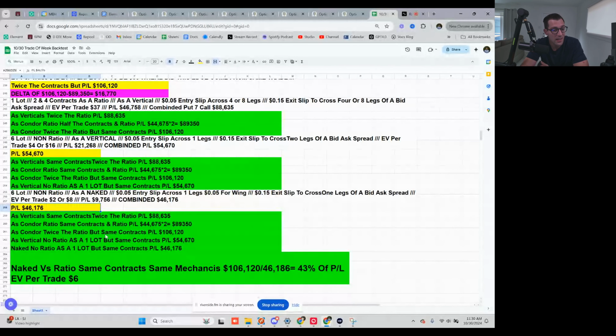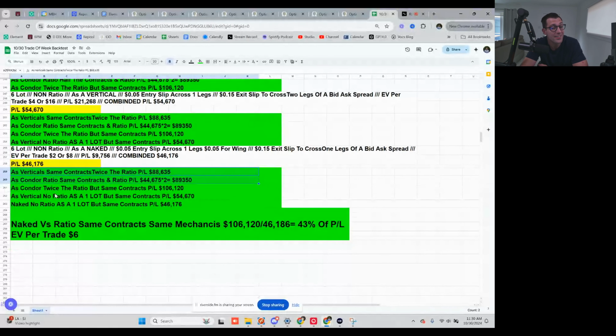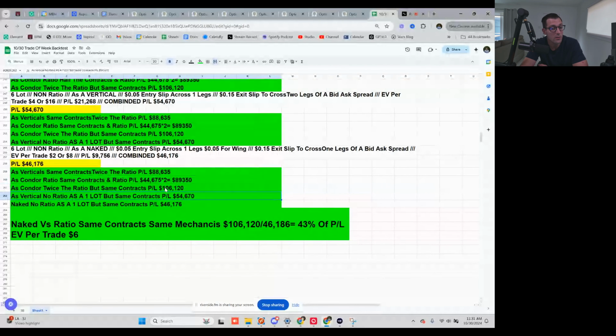So when we're looking at this as a vertical, the same number of contracts, but twice the ratio, has a P&L of $88,000. But as a ratio with the same contracts, we have $89,000. These two make sense. We're applying the same amount of slippage over the same amount of contracts. We're just showing them as a vertical or as a condor. Then when we do twice the ratio, we have $106,000 of P&L, completely manufactured, all on that entry slippage here. And then when we show them as a one lot and as a vertical, we lose over half our P&L. Again, same contracts, same mechanics, same time, same compounding, same entry and exit slippage. They're just applied incorrectly to the thing.